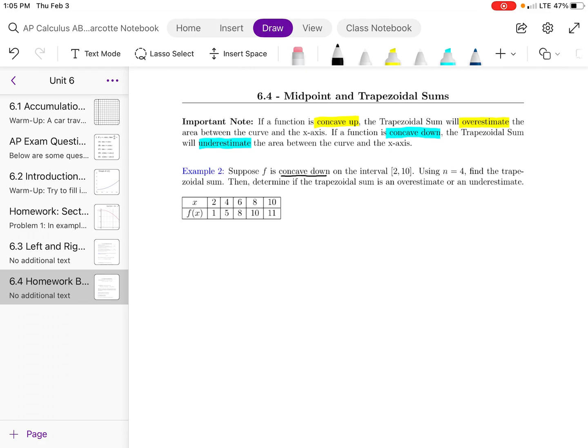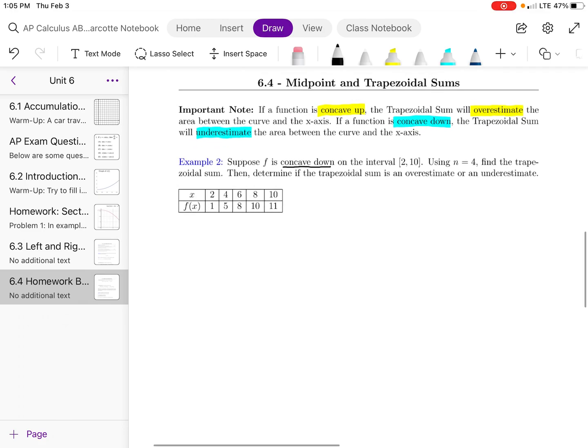So now it says, suppose f is concave down on the interval from 2 to 10. Using n equals 4, find the trapezoidal sum. Okay. So I know that my n is my number of rectangles. So I have that my delta x is b minus a over n. And my interval is from 2 to 10.